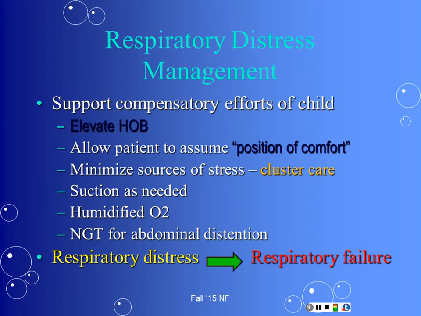Most of the time, kids will get in what we call a position of comfort. That may be tripoding, so they may be leaning forward onto something. If they're sitting down, they're going to be leaning forward and jutting their chin out to help open that airway. With infants, when you hear grunting, which is an ominous sign, it's because they're trying to PEEP themselves. They're trying to hold their airway open as they breathe. So you're going to support whatever compensatory efforts the child is making.